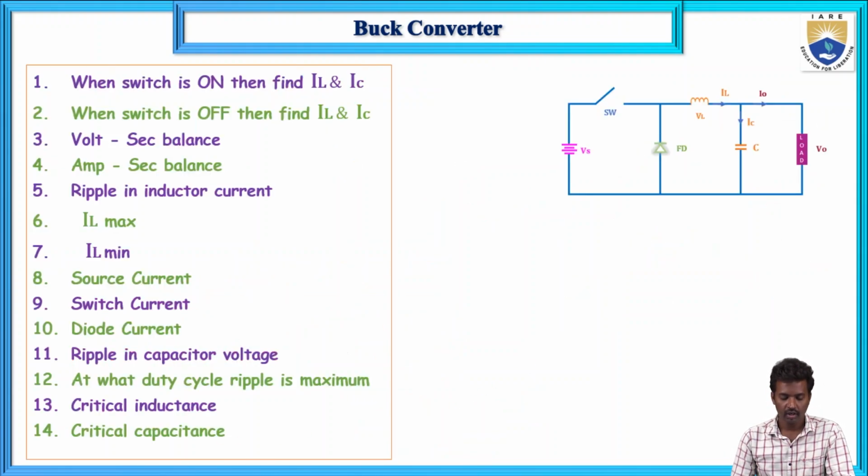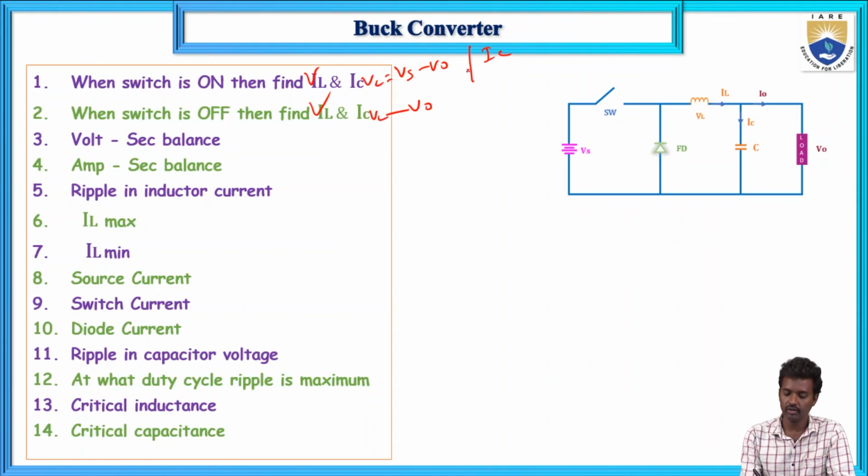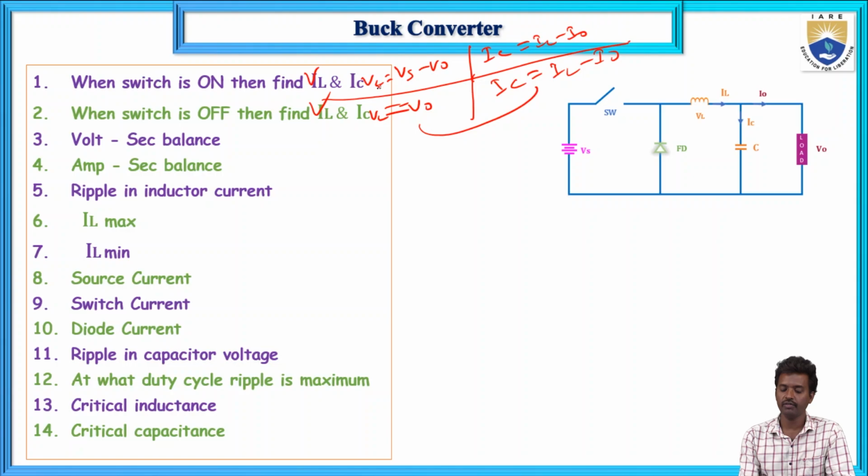So now we have derived all the formulas. First, VL on and VL off. VL on means Vs minus V naught, and when the switch is off it is minus V naught. IC on equals IL minus I naught, and in this case also, IC off equals IL minus I naught. This is the on condition for VL and IC. This is the off condition for VL and IC.